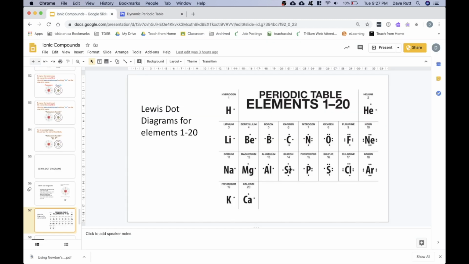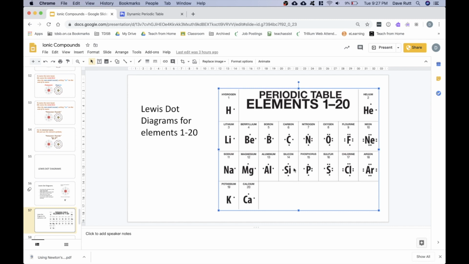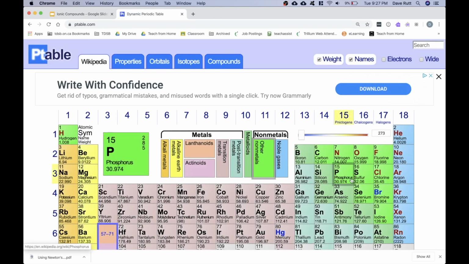So for example, if I'm looking at, say, silicon right here, you can see the Lewis dot diagram has 1, 2, 3, 4 electrons in it. Well, let's see how that works on the periodic table. Silicon is here. So if I count up from sodium, which has 1 because it's in group 1, 2, 3, 4. So silicon has 4 electrons in its outer shell.